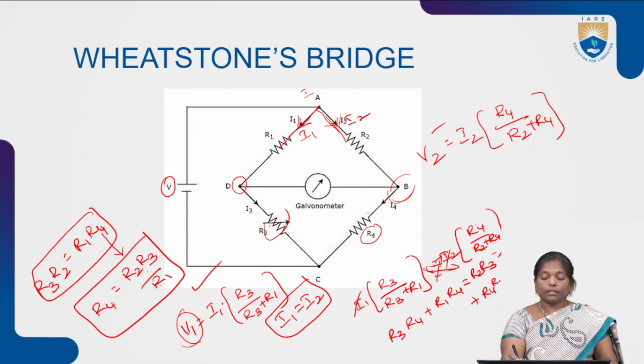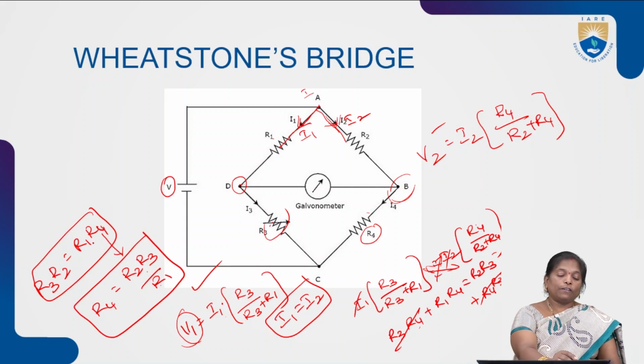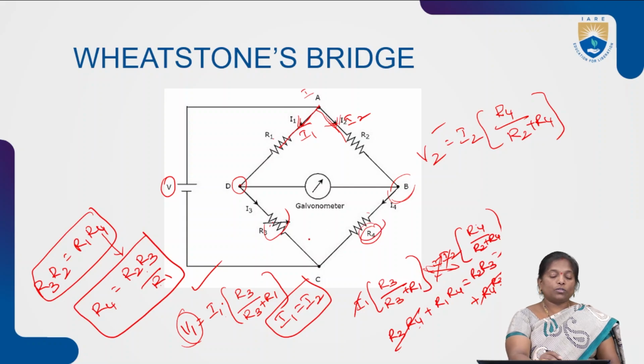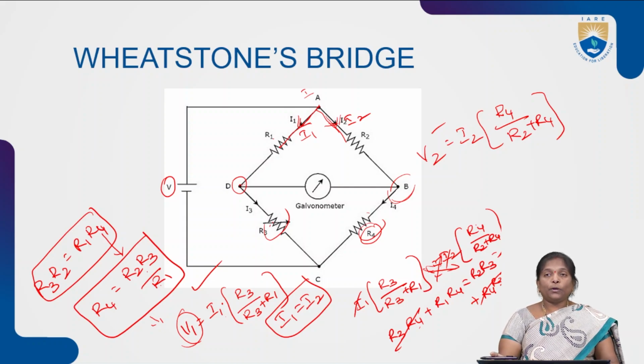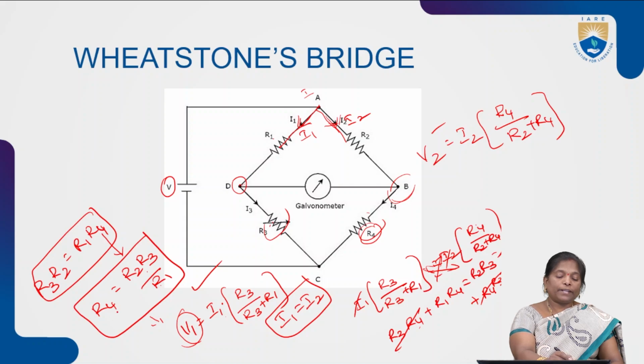In this equation, the term R4 R3 will be present in both sides. So this term will be cancelled. Finally, we have R1 R4 equal to R2 into R3. But the unknown parameter is R4. So R4 equal to R2 R3 by R1. From this we can say that when the bridge is present in balanced condition, the unknown parameter is equal to R2 R3 by R1.